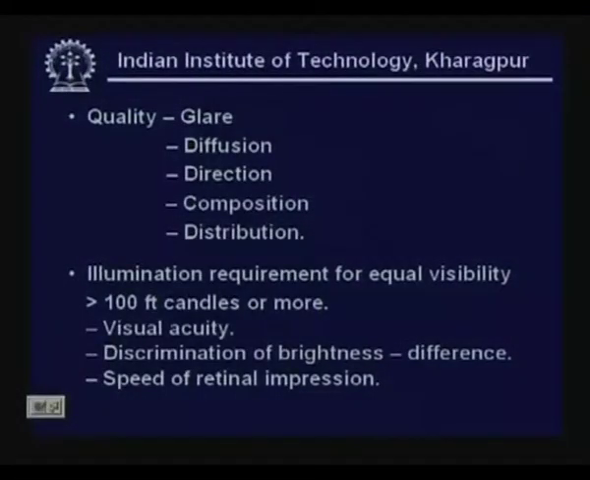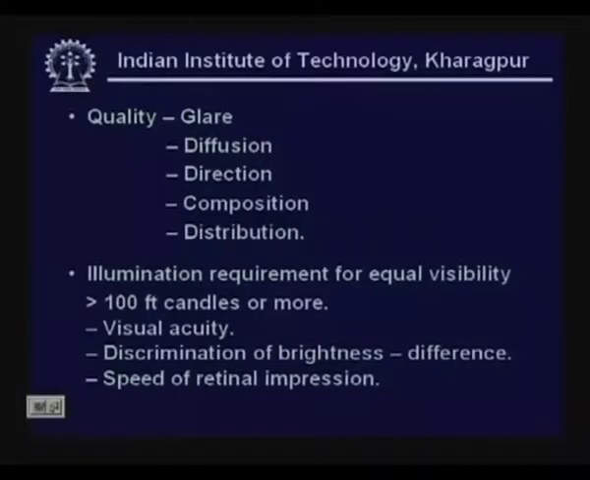And considering various aspects, the quality impact parameters, and through exhaustive study by researchers, it has been found that for equal visibility under varying conditions, the illumination has to be at least 100 foot candles or more. What foot candles are will become clear as we go along and study in the next lesson on the standardization and measurement quantification of light.